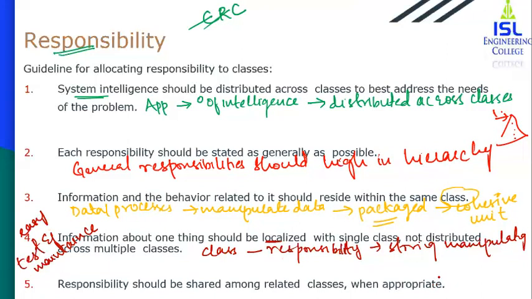The last point is responsibility should be shared among related classes when appropriate. Now this means that here you're isolating the behaviors, but sometimes when you've got the same responsibilities, you can share those responsibilities that have the same behavior. So these are the guidelines for responsibility.